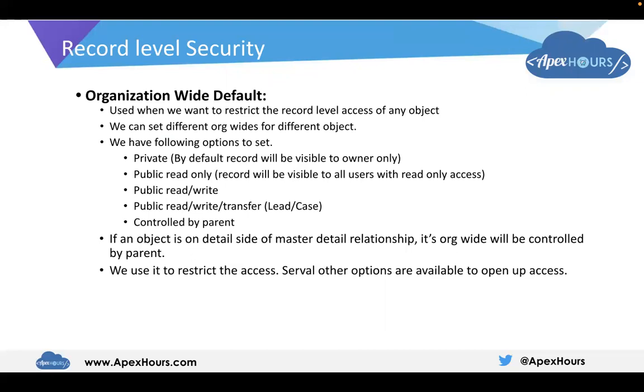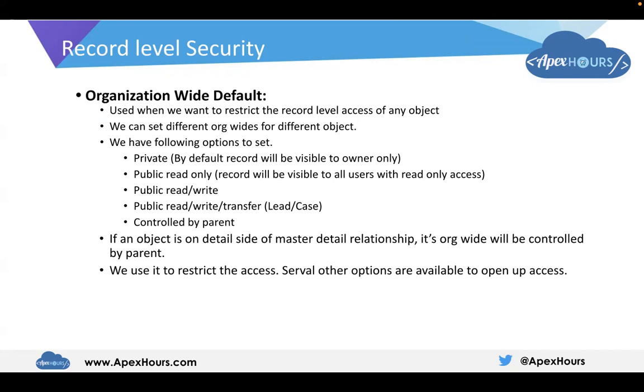But we need to hide the records from each other, or give less access on the records to each other. Then how can we do that? At the record level. When we want to restrict the record level access of any object, it starts from organization-wide defaults. We can set different override defaults for different objects.